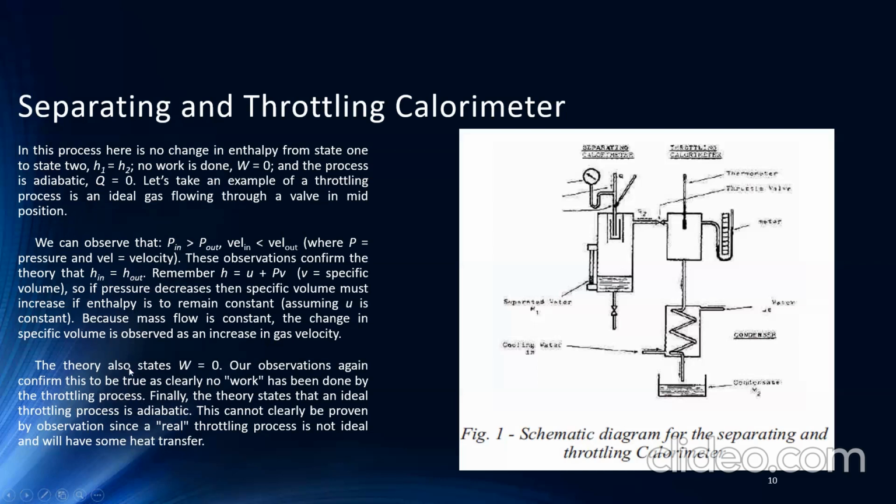The theory also states work is equal to 0. Our observation again confirms this to be true, as clearly no work has been done by the throttling process. Finally, the theory states that an ideal throttling process is adiabatic. This cannot be proven by observation, since a real throttling process is not ideal and will have some heat transfer.